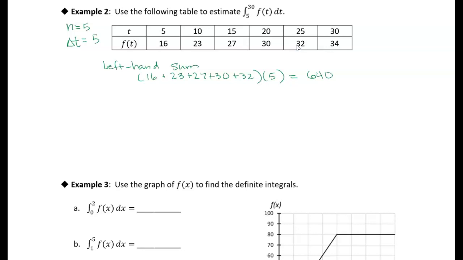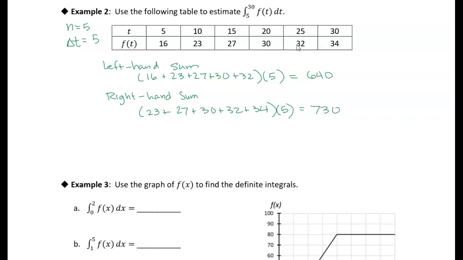That's my left-hand sum. The right-hand sum will basically be the same sort of thing, except now I'm going to take all of the right-hand data points in each time interval. So in the interval between 5 and 10, I'm going to take the 23. Between 10 and 15, I'm going to take the 27. 32 plus 34. So there's my 5 increments, and the time interval for each increment is 5, and if I put that in my calculator, it's 730.